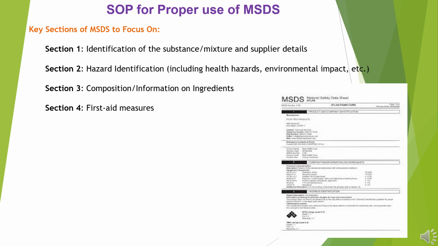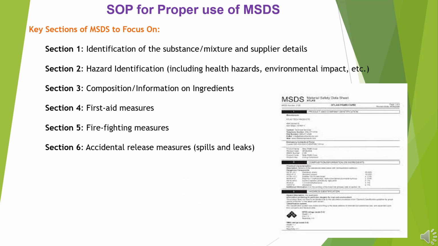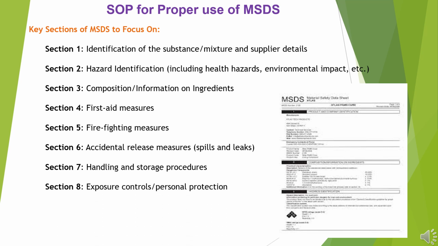First aid measures. Section 5. Firefighting measures. Section 6. Accidental release measures, spills and leaks. Section 7. Handling and storage procedures. Section 8. Exposure controls/personal protection. Section 9. Physical and chemical properties.